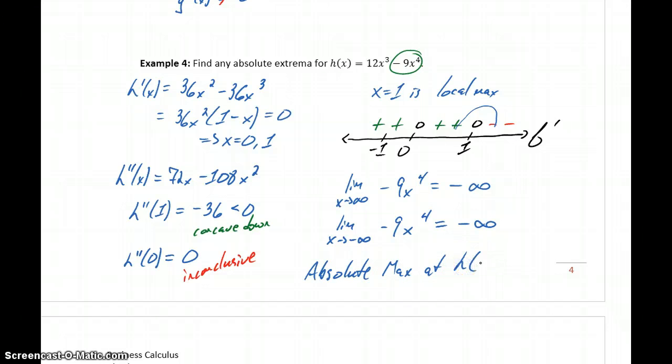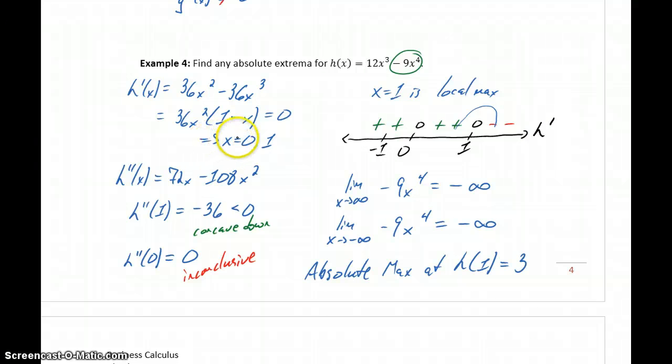At h of 1, that function value there would be 3. And just really quickly, let me go back for a second here. That should have been a sign chart for h prime, not f prime.